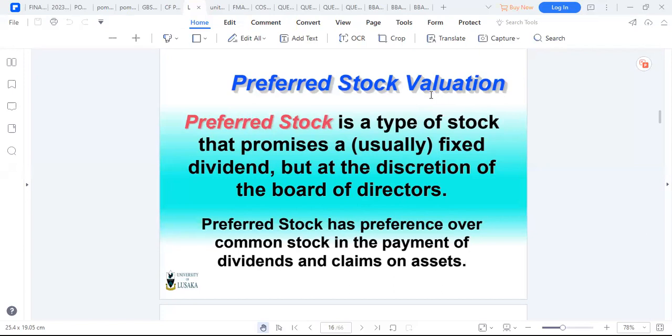So we have two types of stock in a company. We have what is called preferred stock, and we have what we call common stock. Preferred stock and common stock. So what can you tell me about the two types of stock and their characteristics, briefly, on what you know? Discuss common stock and preferred stock. Anyone?